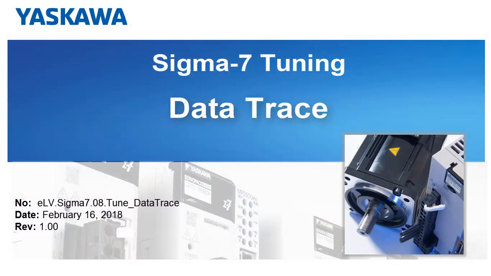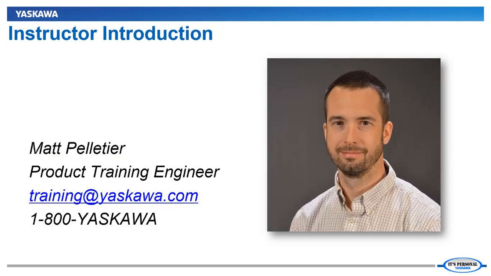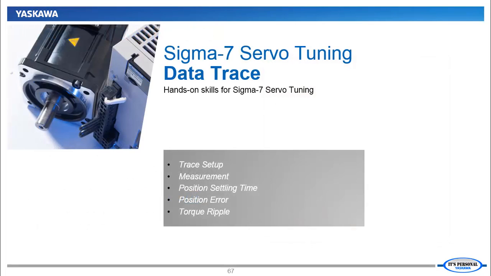In this video, we'll use the DataTrace feature to measure position settling time, position error, and torque ripple. Hi, I'm Matt Pelletier. Here's a quick preview of how to use the DataTrace function in Sigma7 Plus version 7 to accurately measure the servo system response to the worst case move profile.